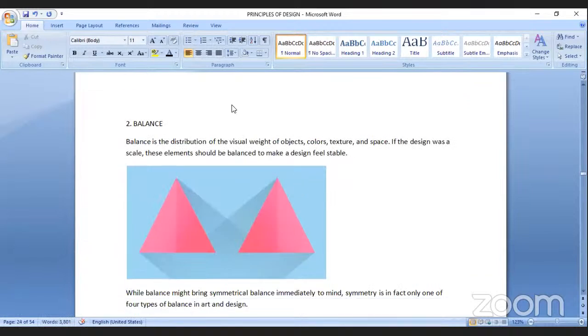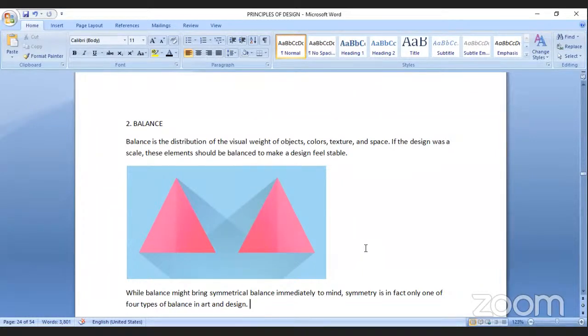See, balance is the distribution of visual weights of objects. Here there are two triangles. If I draw a line here, it looks perfectly balanced because this shape and this shape are the same color and the same weight. It makes the design stable. If you want a design to look stable, it should be balanced.